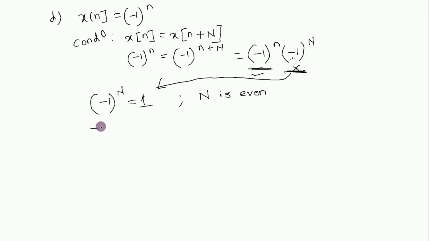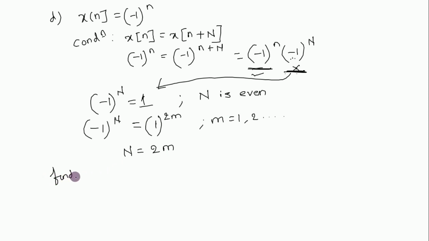Hence, how to write it as a mathematical function? It can be written in this fashion: n equals 2m, where m is 1, 2, and so on. So n is equal to 2m, where the minimum value of m is 1. So the fundamental period n is 2 into the minimum value of m, which is 1, hence it is 2. So n equal to 2 is the fundamental period.